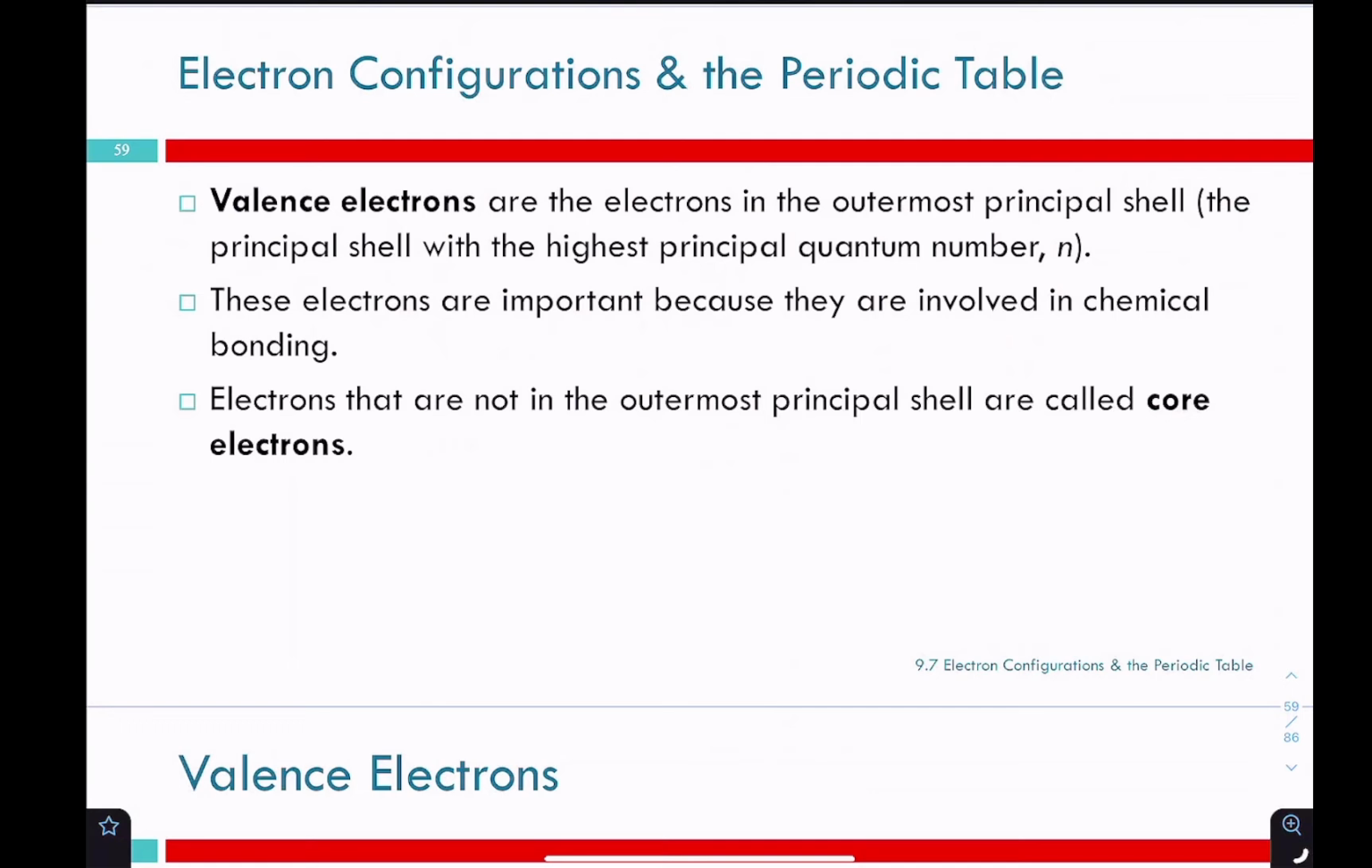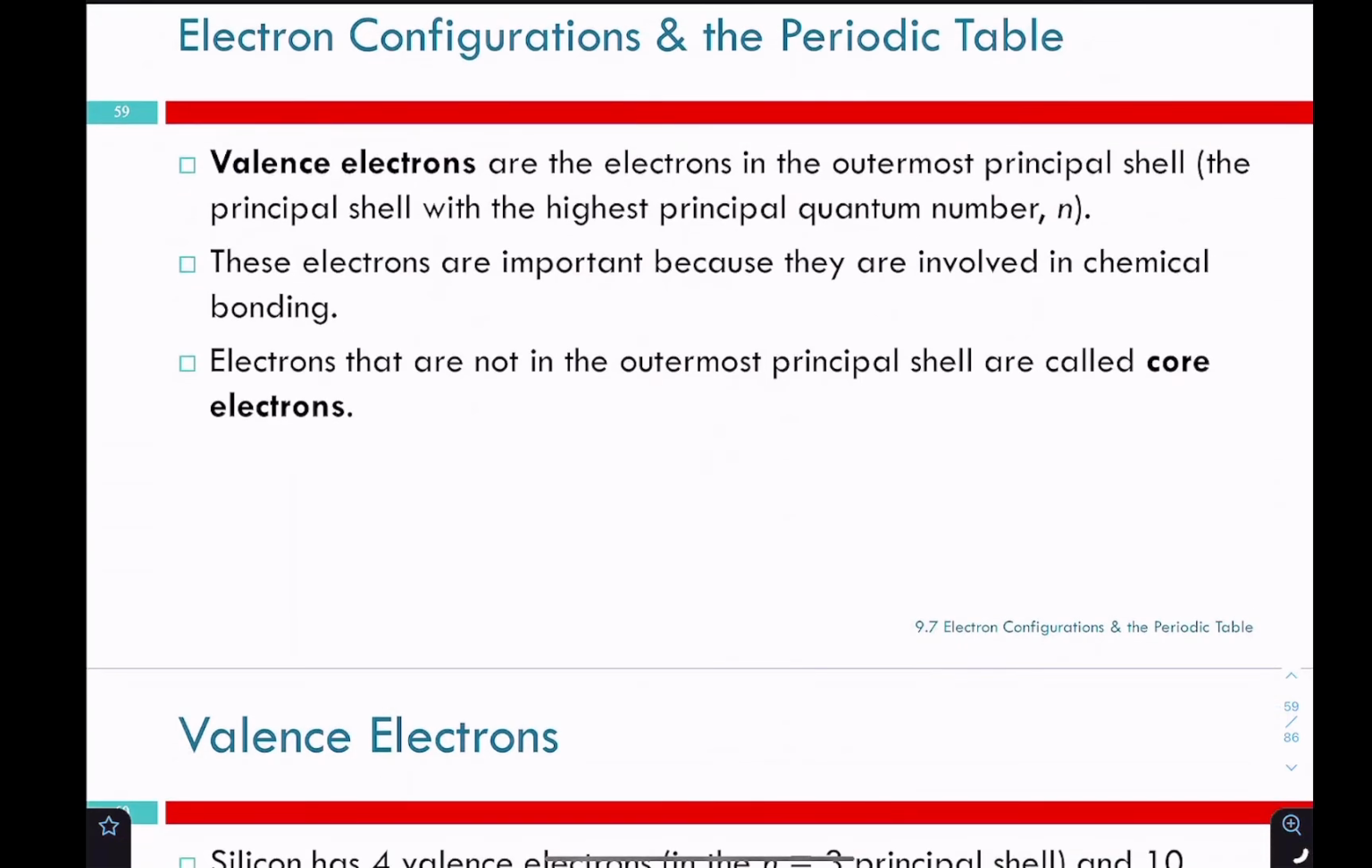Actually, let me do the whole electron configuration for argon real quick. 1s2, 2s2, 2p6, 3s2, 3p6. So that's the whole electron configuration for argon.